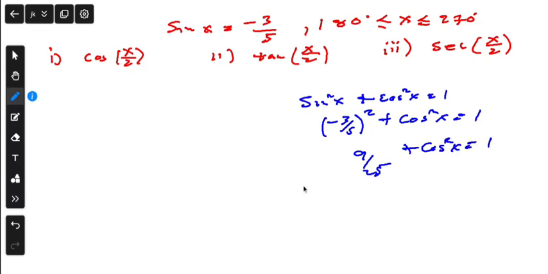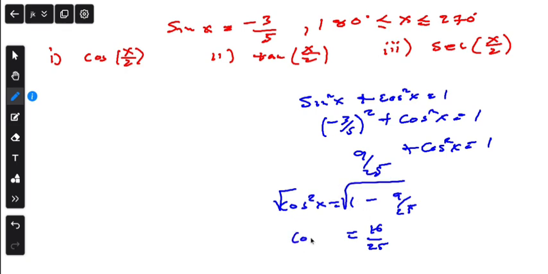When this one crosses the equal sign, we are going to have cos squared x equal to 1 minus 9 over 25. So 25 multiplied by 1 is 25, minus 9 is 16, divided by 25. Now since we're having a square, we can just introduce the square root to both sides. So cos x is going to be equal to, what is the root of 16? It is 4. Then the root of 25 is what? It is 5. Now according to the range, it is in the third quadrant, so I need to add a negative here. So you can also use this idea.